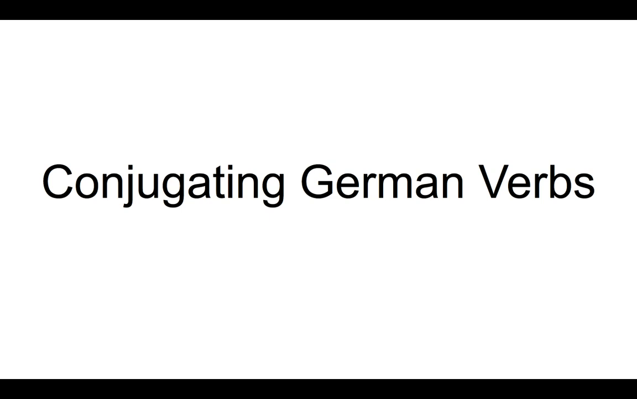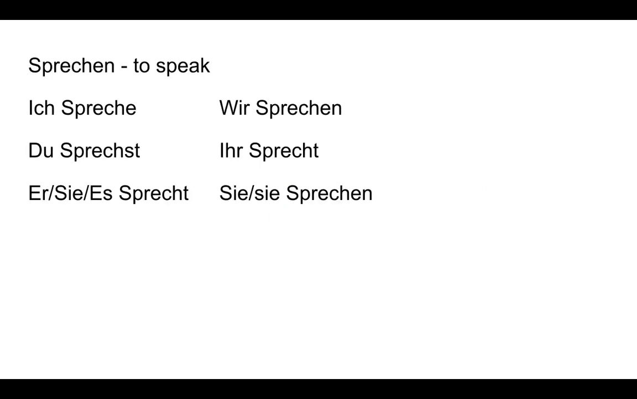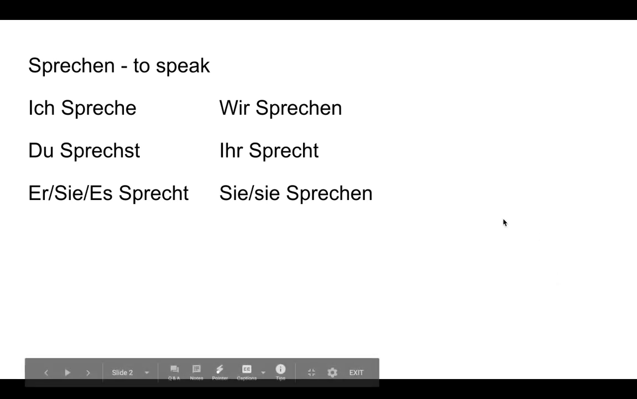So, conjugating German verbs. I would say conjugating German verbs is probably one of the easiest things in German. I know that in Latin, conjugating can take a long time to master. It takes a lot of memorization. German is pretty straightforward. So we have a verb here, sprechen, which means to speak.